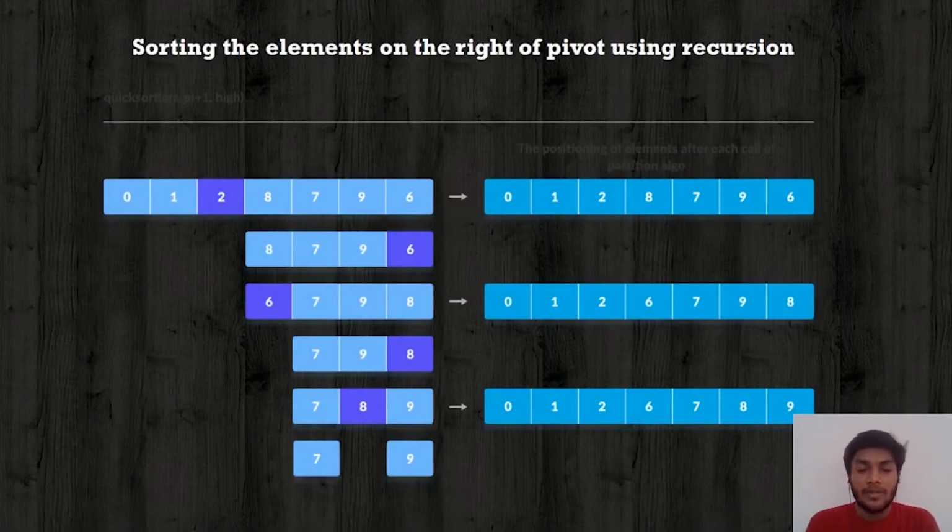This figure explains the sorting of the elements on the right of the pivot using recursion. 2 is the pivot element, 8, 7, 9, 6 represent the right elements. 6 is smaller, so it comes first in ascending order. 6, 7, 9, 8. 9 and 8 are being checked. 8 is smaller, so it will be first. The position of the elements for each of the partitioning steps represents this: 0, 1, 2, then 6, then 7, 8, and 9 respectively.